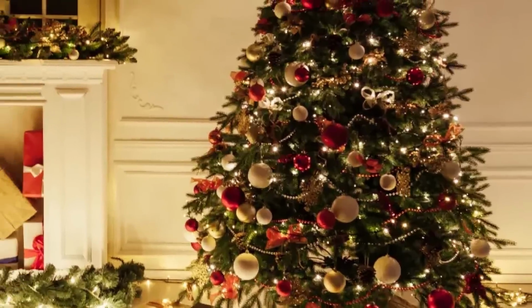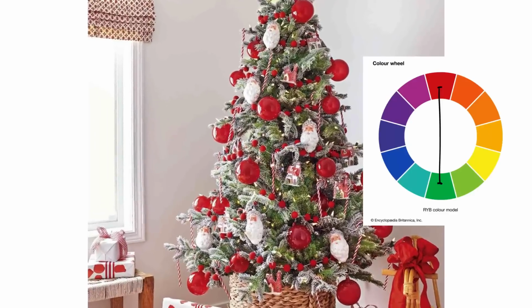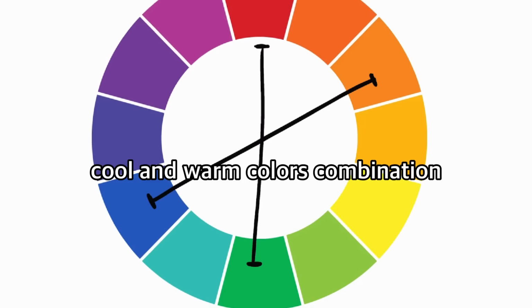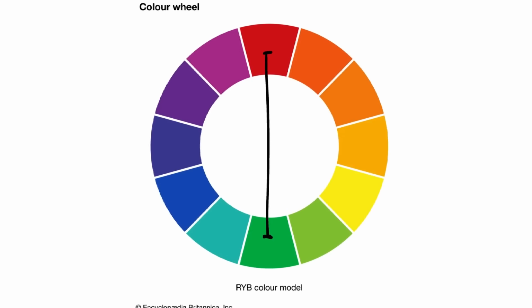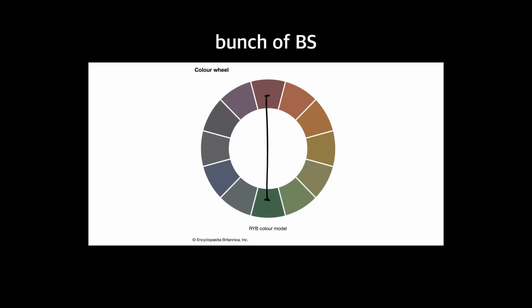Have you ever seen a Christmas tree? It looks beautiful because its main colors are green and red, aka complementary colors. And see how complementary colors are always cool and warm color combinations? That's because opposites attract, my friend. I always think that phrase is a bunch of BS, but in colors it works like magic.